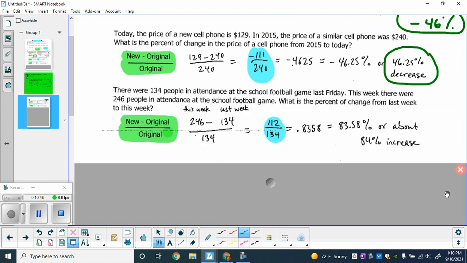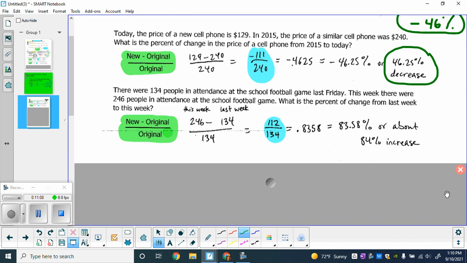All right, so the next problem, we had 134 people in attendance at a school football game last Friday. And this week, there's 246 people in attendance at the football game. So last week, only 134. This week, maybe there's some hype. Maybe the team's gotten a little bit better. Who knows? Maybe it's a big game. But this week, there's 246 people in attendance.